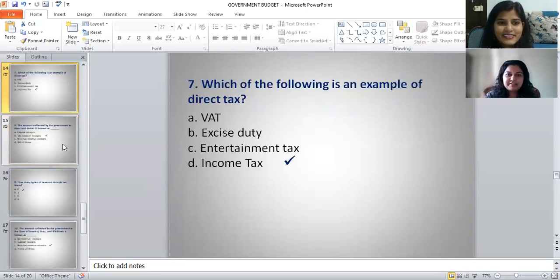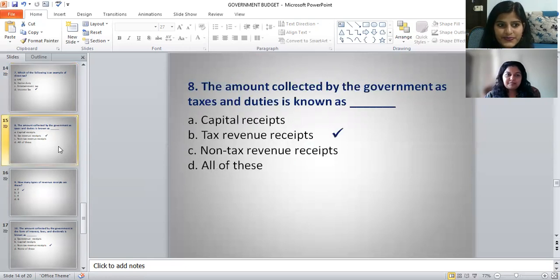Yes, the next two Alka ma'am will take you through. Okay, so which of the following is an example of direct tax? A, VAT, that is value added tax. B, excise duty. C, entertainment tax. And D, income tax. Yes, ma'am, the direct tax is the income tax, because the person's income is charged and the person himself has to pay it. So it is the direct tax. Yes, correct. The person on whom it is imposed is directly paying the tax.